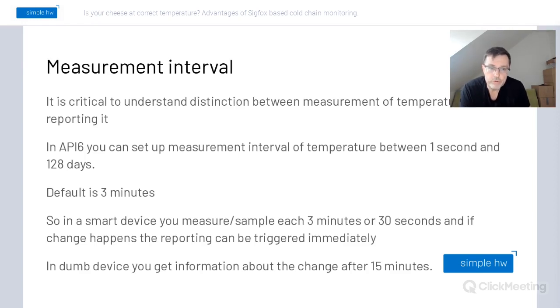The default in SimplePax is currently 3 minutes. That's important to understand. This is the measurement.